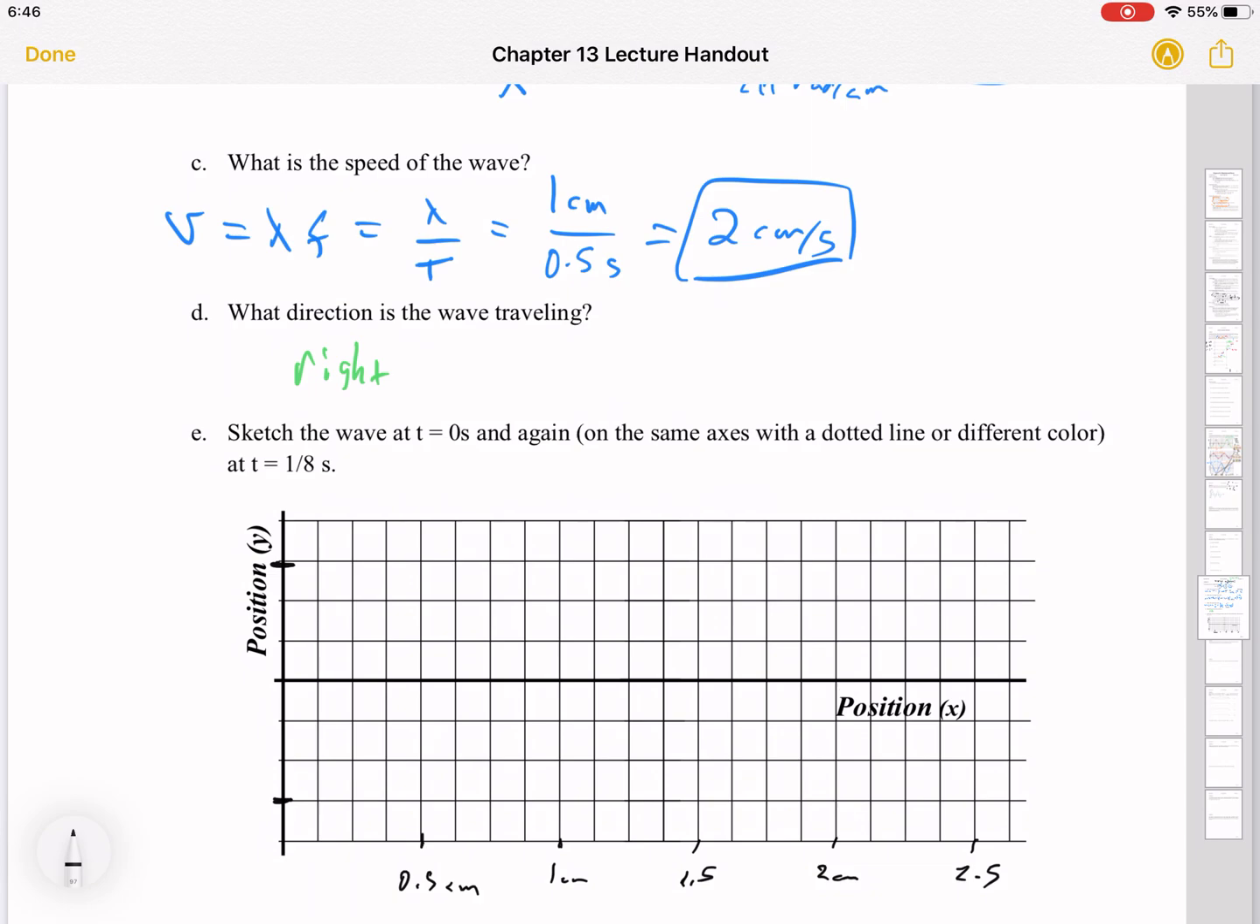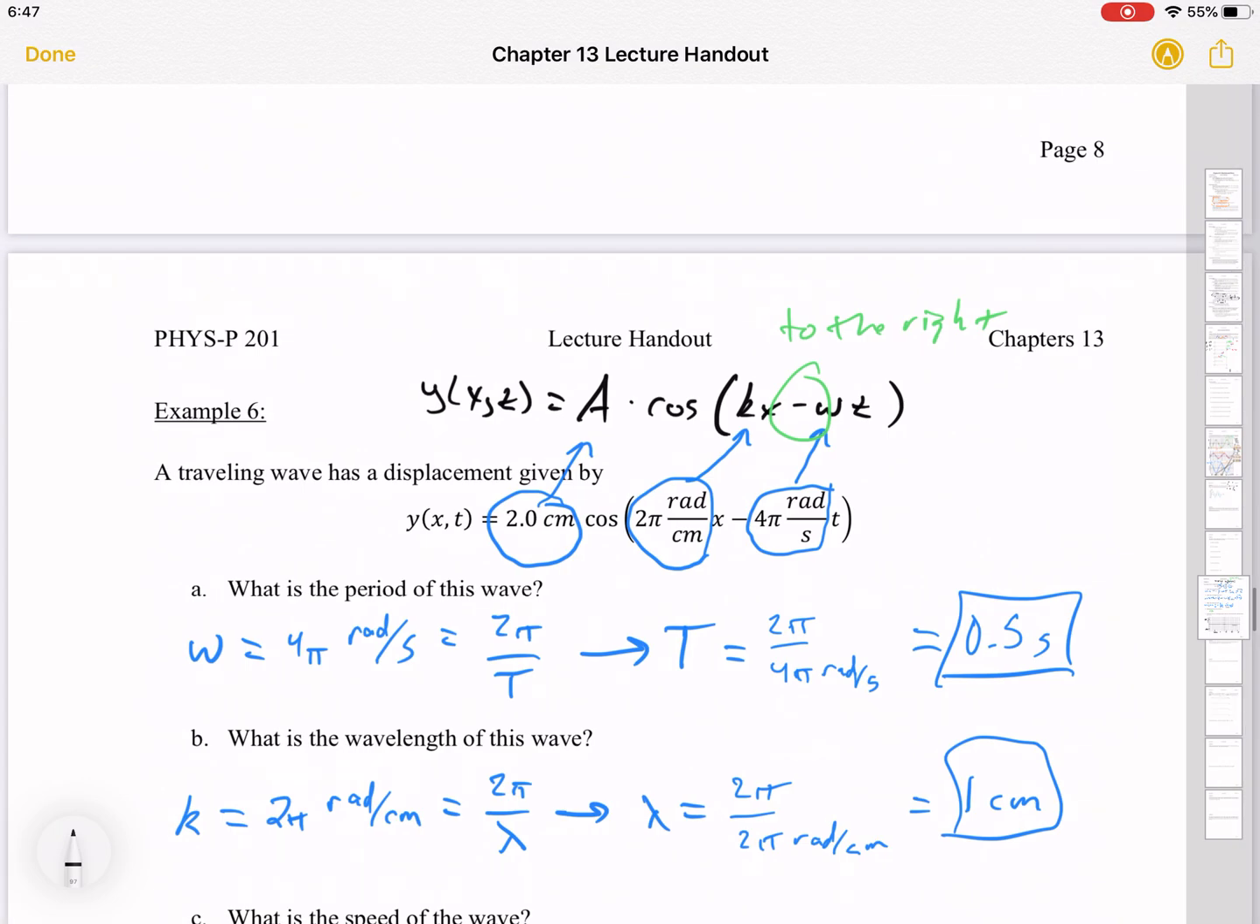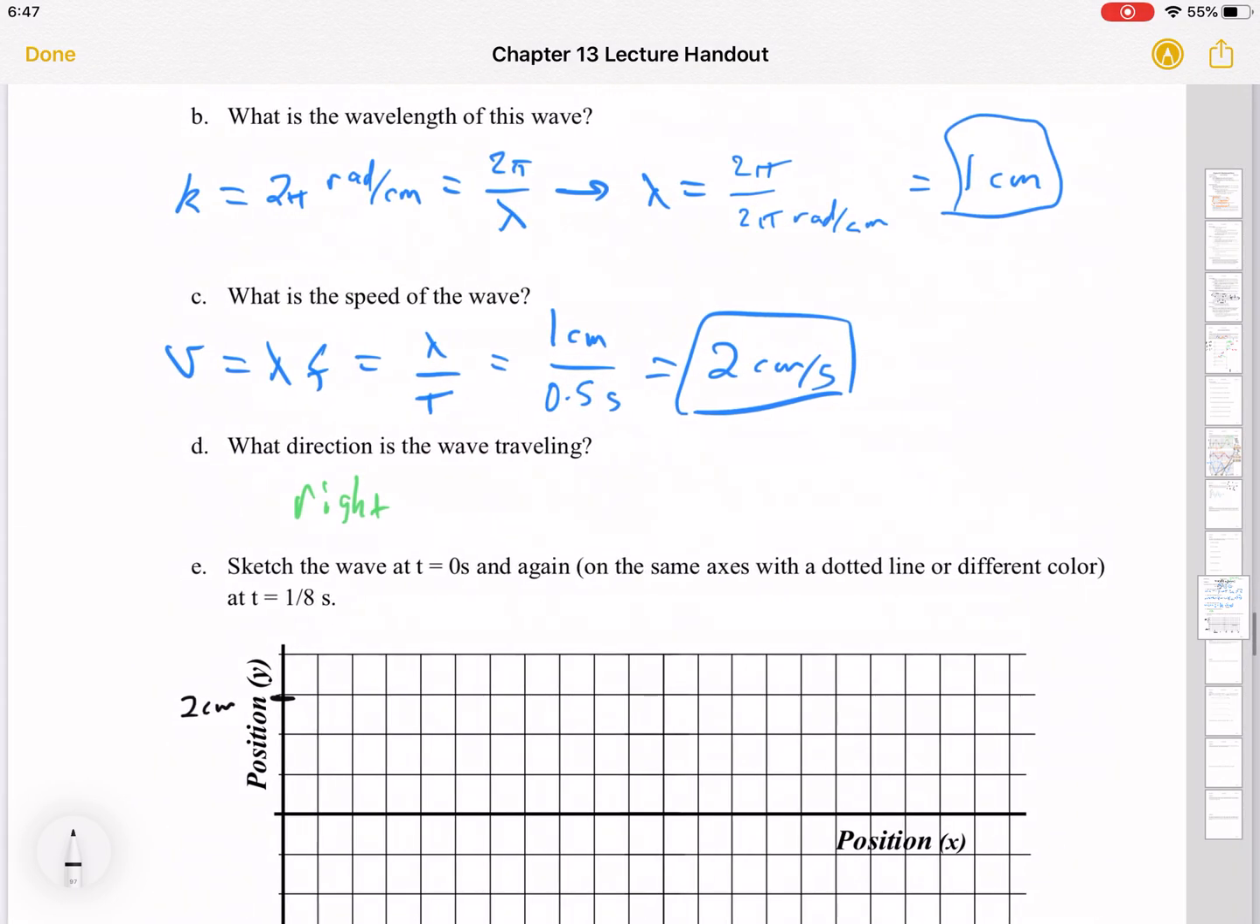So this is minus 2 centimeters, and this is positive 2. That's the amplitude. Yeah, 2 centimeters is the amplitude. Right? Where am I getting that? That's this right here. Right? The amplitude is 2 centimeters. Okay.